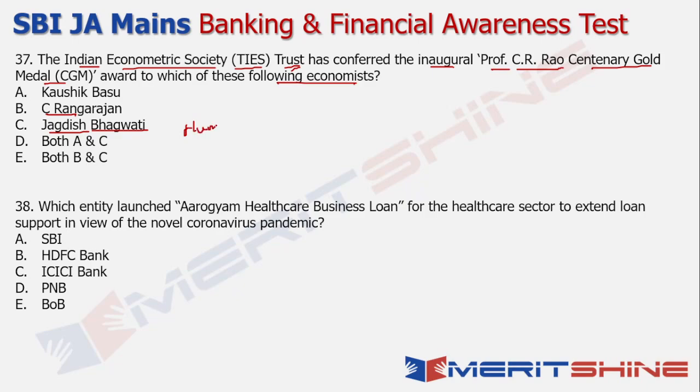That was basically your Humboldt Research Award for Economics in the year 2021. So that's what Mr. Kaushik Basu got. So he's also an awardee, a very famous economist at that, but he was not awarded the C.R. Rao CGM award. So that went to C. Rangarajan and Jagdish Bhagwati. So the answer in this case becomes both B and C.